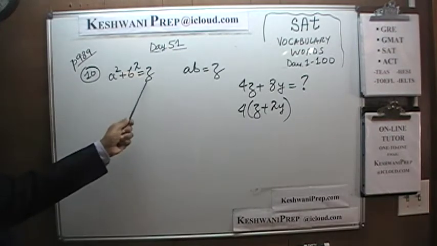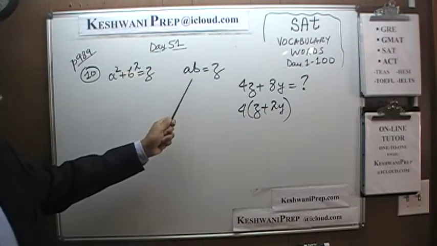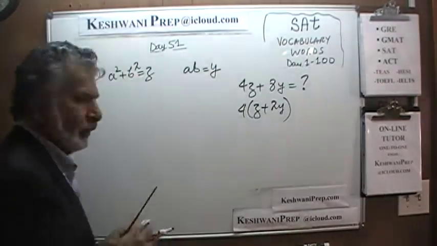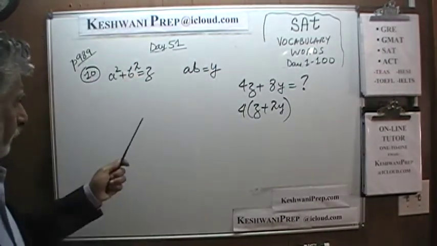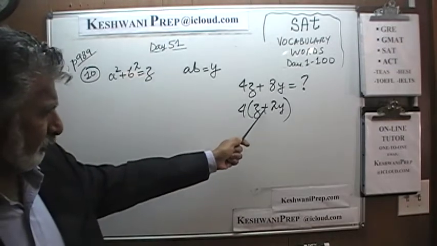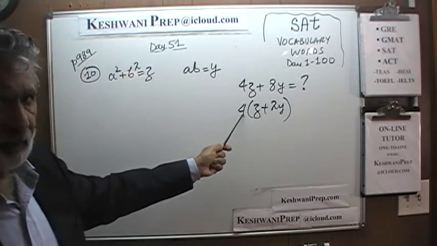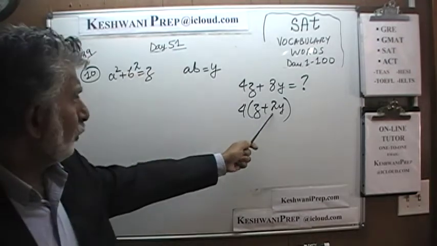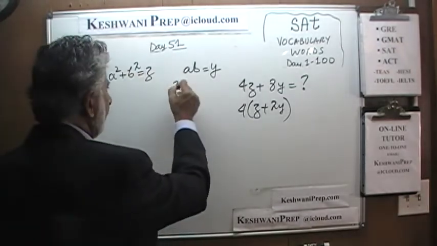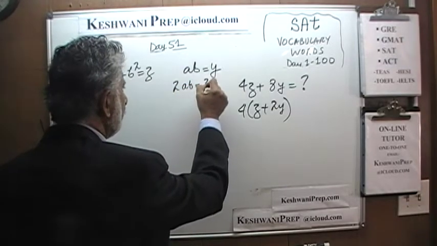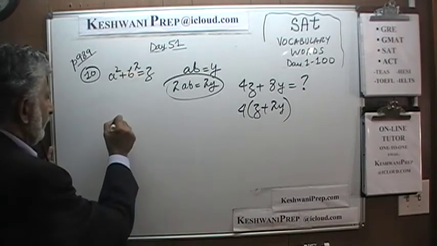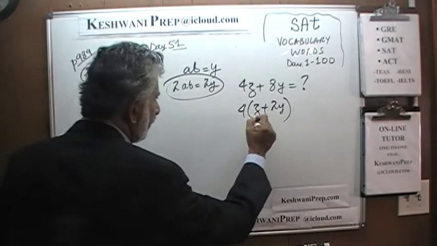So there you go. If we can figure out what z plus 2y is, multiply by 4, we'll have our answer. Well, z is right here. And 2y would simply be 2 times this amount. 2 times ab equals 2y.